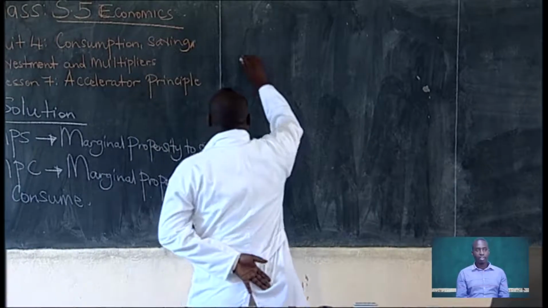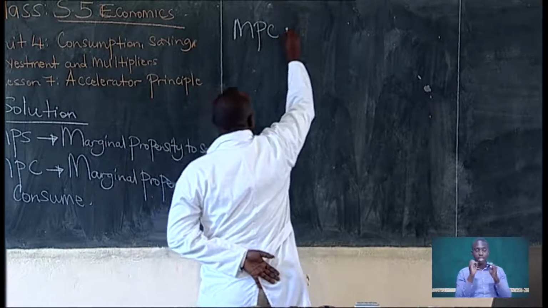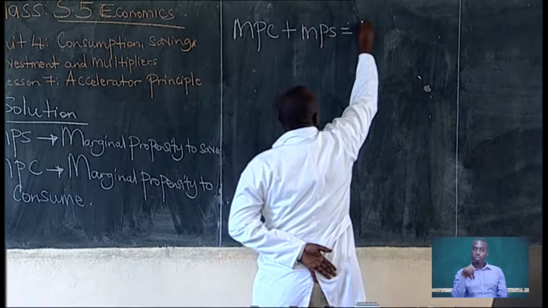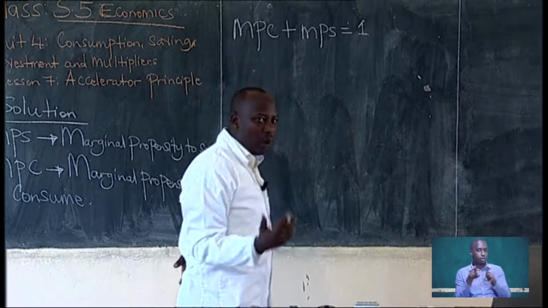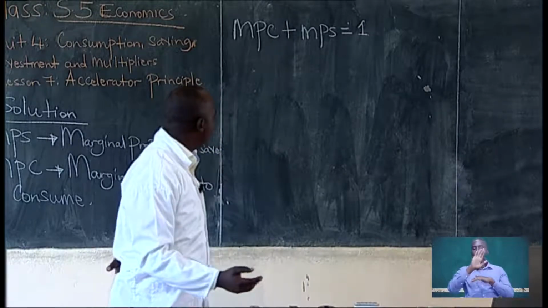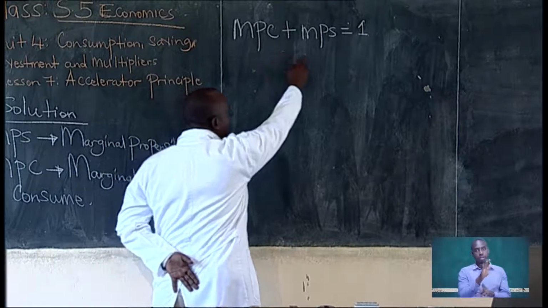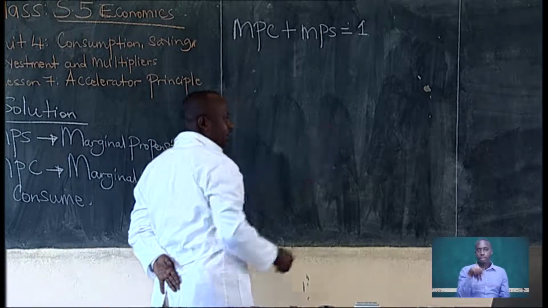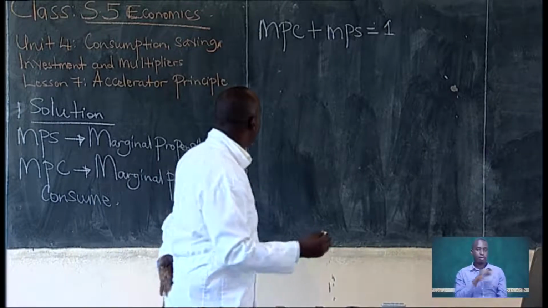Given that if you get marginal propensity to consume plus marginal propensity to save, it gives you 1. You get 1 is equal to 1. And this 1 presents the total income. If you get the fraction of the additional income that is consumed plus the fraction of the additional income that is saved, you will get 1, which is equal to the total income.